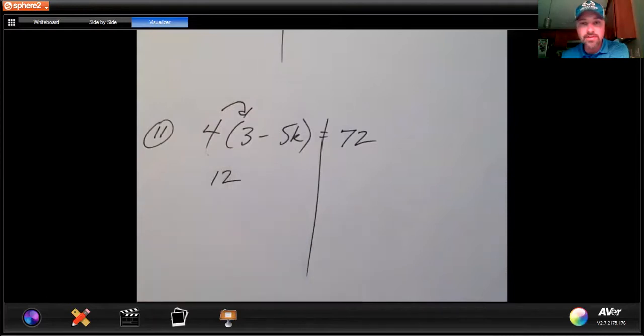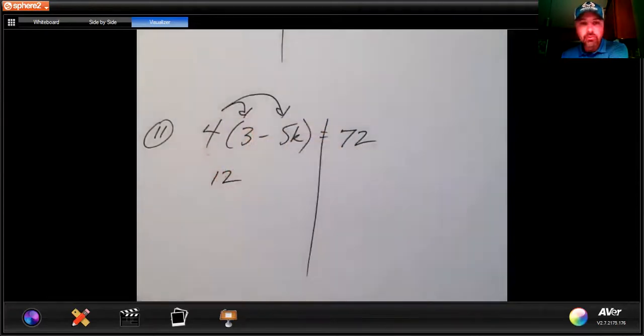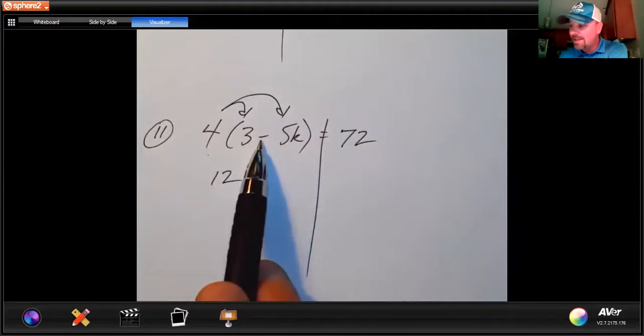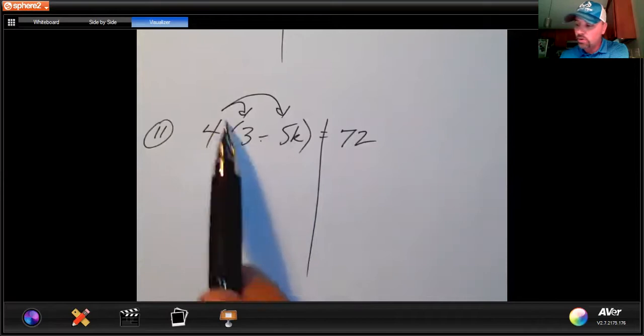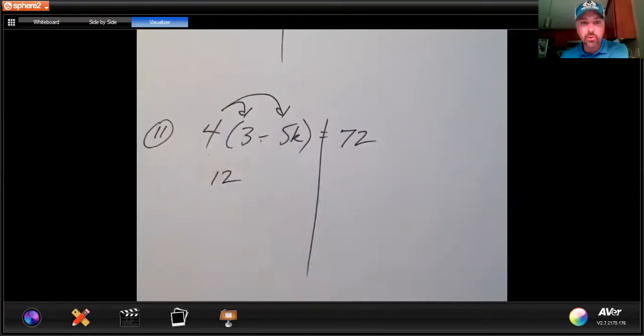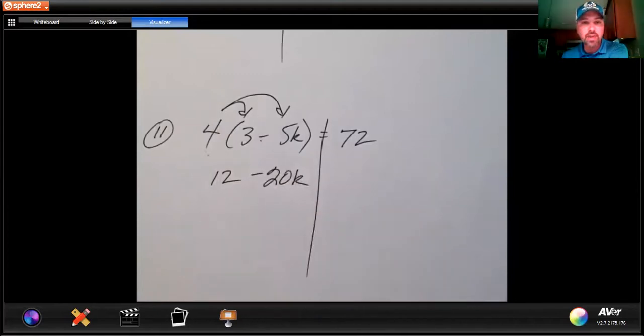Now this first parentheses is gone. Same thing here. 4 times -5k. Okay, 4 times -5. So we're really just going to multiply the two numbers. 4 times -5 is -20 and bring the k with it.